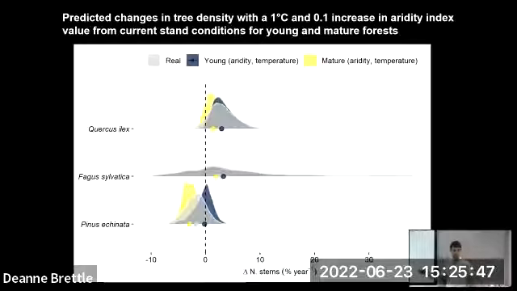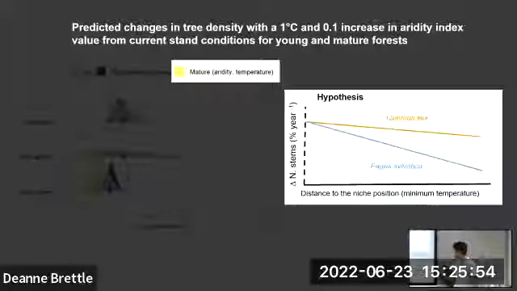It's a species from southeastern US in this case, but we did this with all the species that we have, with these 74 species. Then let's focus on mature forest, on the yellow one. And let's remember our hypothesis. Our hypothesis was that the niche position will determine how this changes in tree density. So warm affiliated species will decrease less than cold affiliated species. We did this also with aridity, but for the example, I will just tell you what happens with temperature.